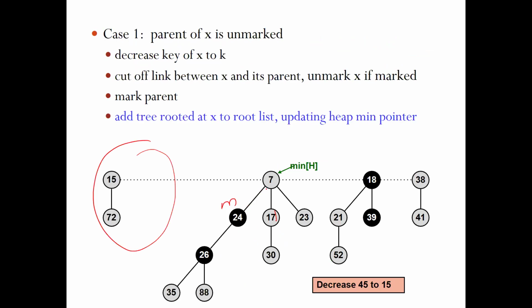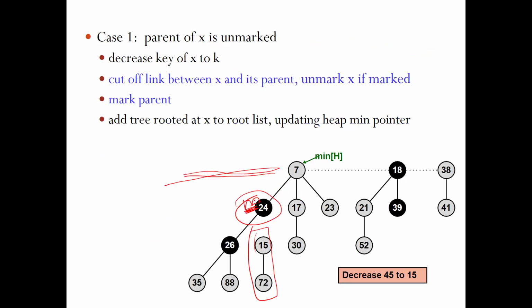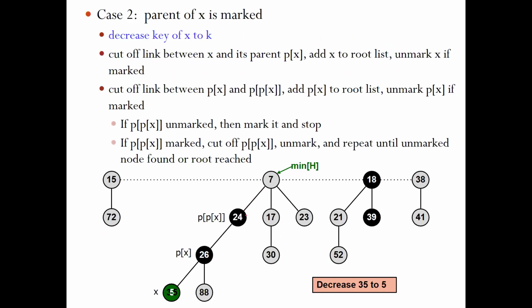Now, suppose the parent of X is marked. Suppose I'm asking you to decrease 35 to 5. Suppose this was a node 35 and we decreased it to 5. First thing that we do is cut off the link between X and its parent and add X to the root list. You bring 5 over here and unmark it. If it was already marked, you unmark it.